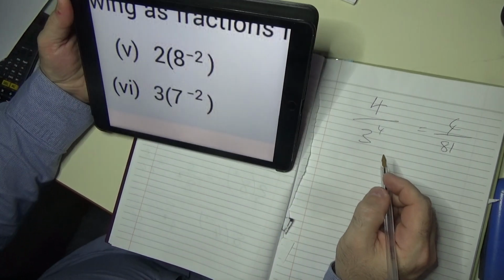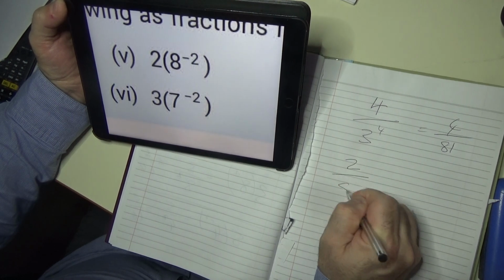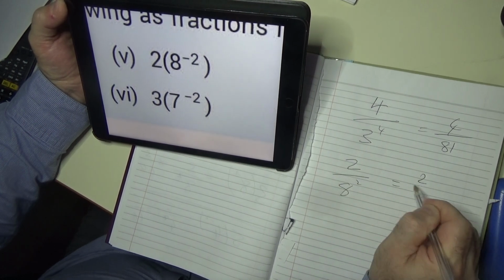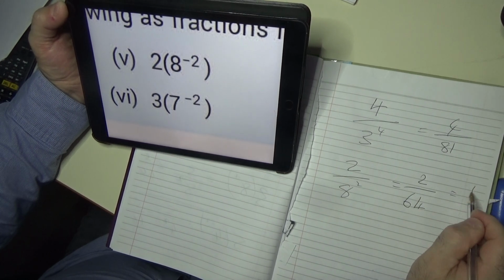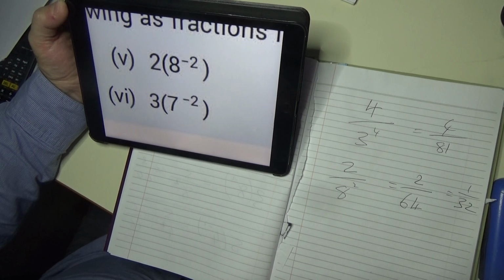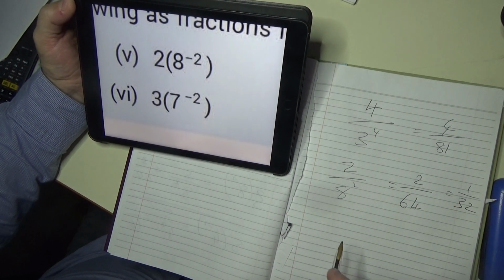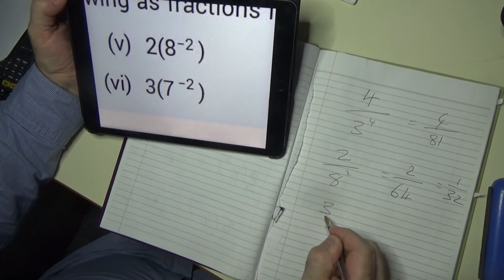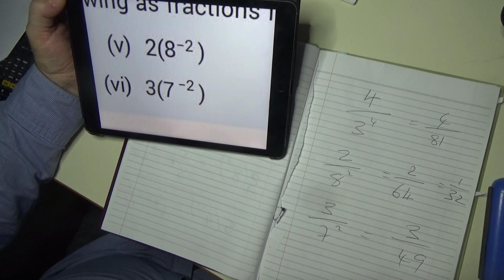Now you have to watch out here because there's going to be a 2 cancelling somewhere along the way. We start off with 2 over 8 squared, 2 over 64, 1 over 32, and you will be punished on the marking scheme for not bringing it down if you fail to bring it down. 3 over 7 squared, 3 over 49.